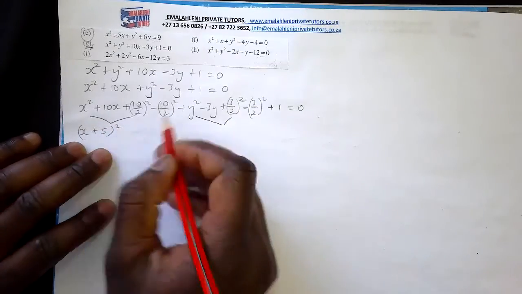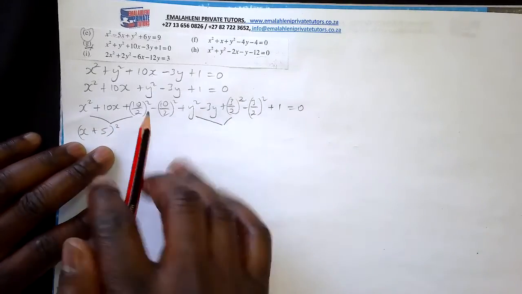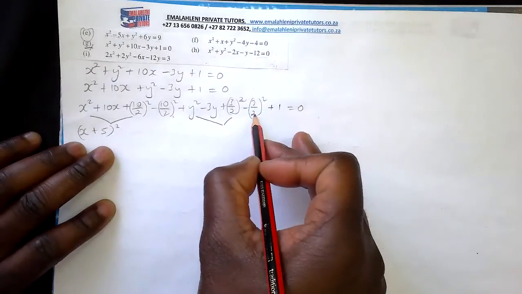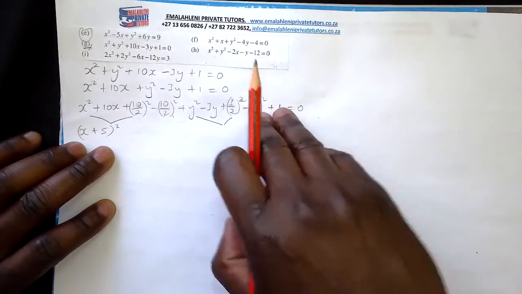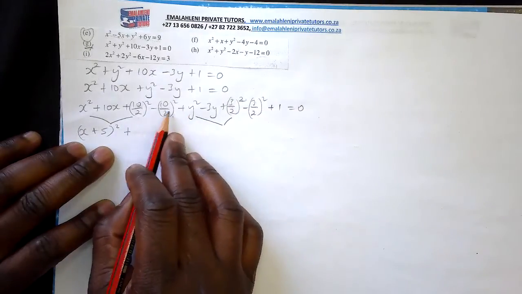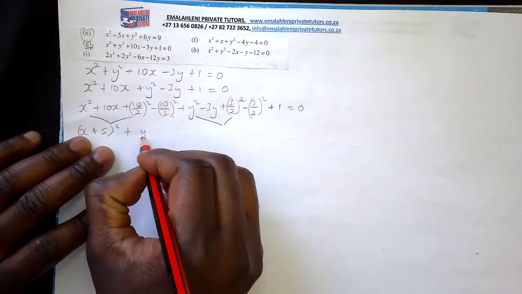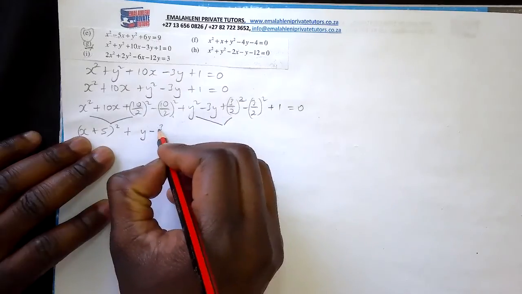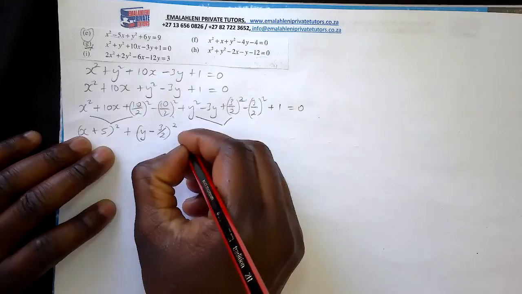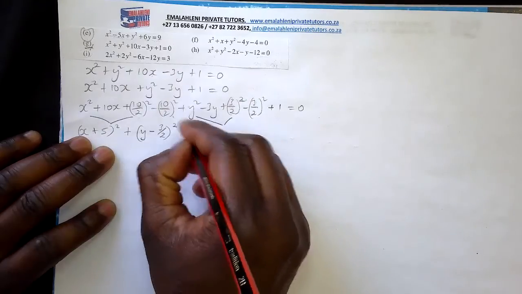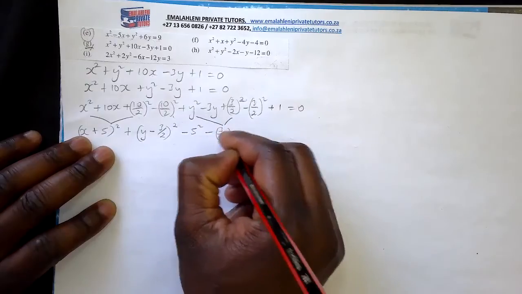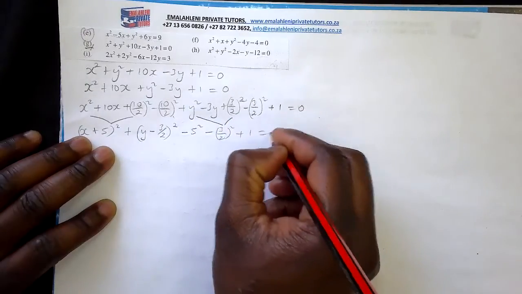Then we square. Then I want you guys to learn something here. This is negative 10 over 2 and negative 3 over 2. We must take them to this side. So we're going to say plus, what do we have here? We have y minus 3 over 2, we square that. Minus 10 over 2, which is 5 squared, minus 3 over 2 squared, plus 1 is equal to 0.